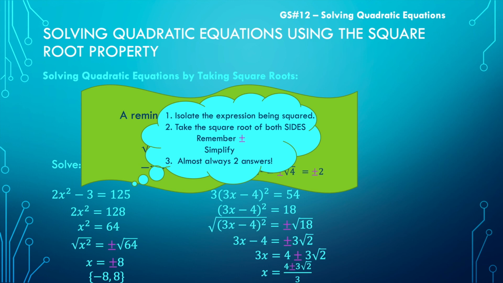So what is our solution set? Well, our solution set here would be 4 plus 3 rad 2 over 3 and 4 minus 3 rad 2 over 3. Well, that's the nuts and bolts of solving quadratic equations using the square root property.